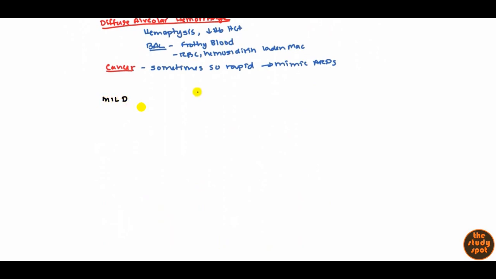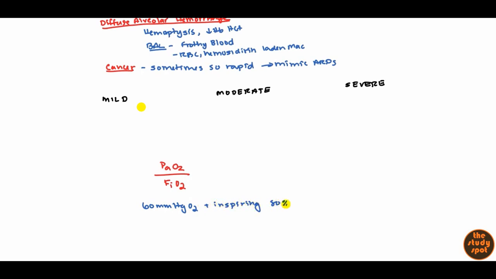Now, ARDS can be divided into mild, moderate, or severe. The way you decide which one it is, is by taking the arterial pressure of oxygen and dividing it by the amount of oxygen that's being inspired through the mask or through ventilation. So, for example, let's say you have a patient, you check his arterial blood gas, and it's 60 millimeters of mercury of oxygen in the blood. And you take a look at how much he's inspiring, and you see he's inspiring about 80%.